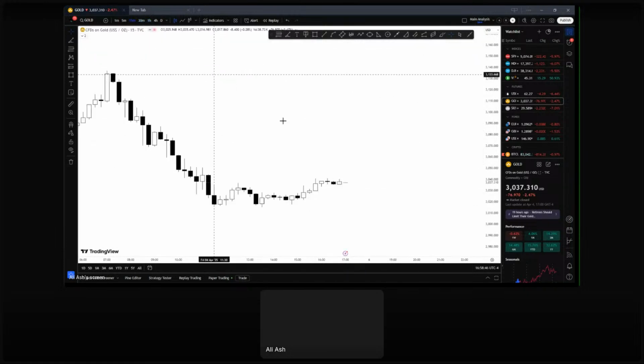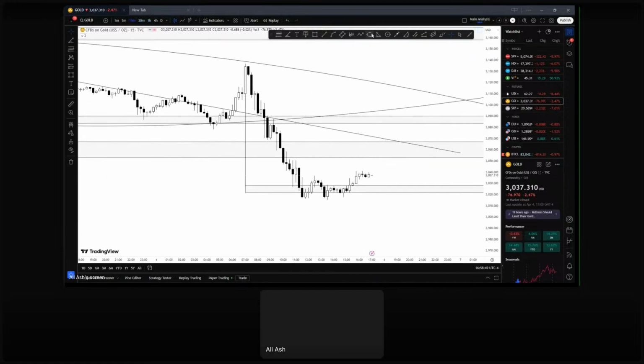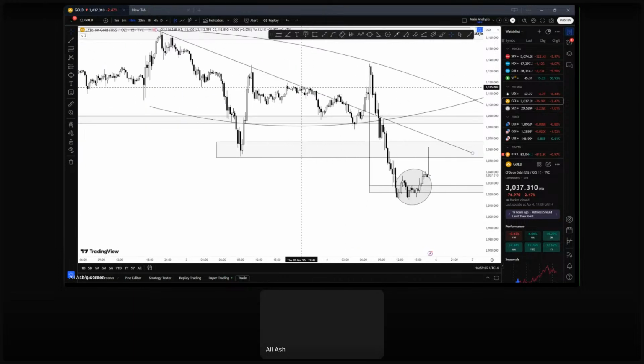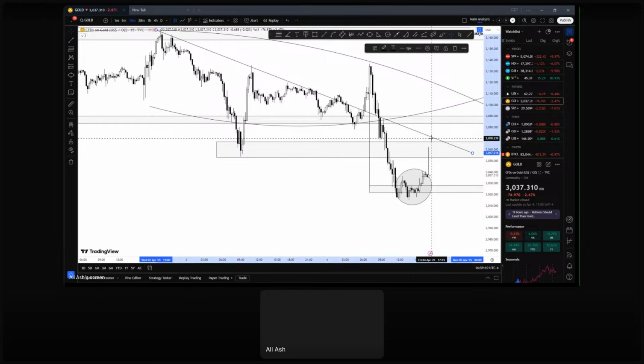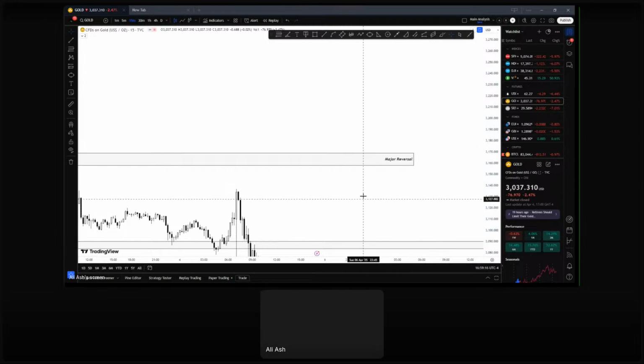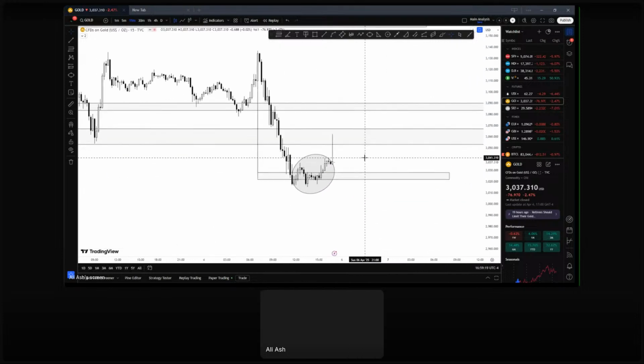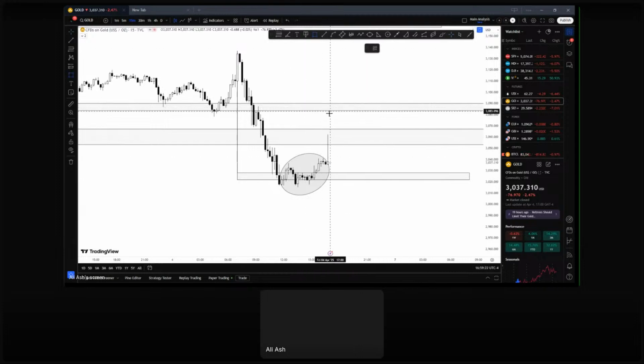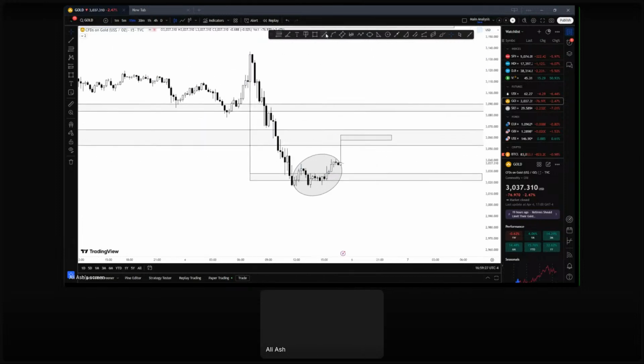Let me just go on a lower time frame here, and let's suppose this is an ellipse here, and we will do an SR interchange. So this is our first reversal. Let me remove these first. This is our first reversal area for the ellipse. Then we'll see a breakdown.